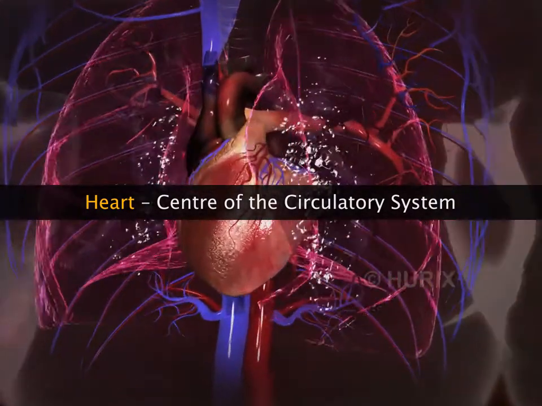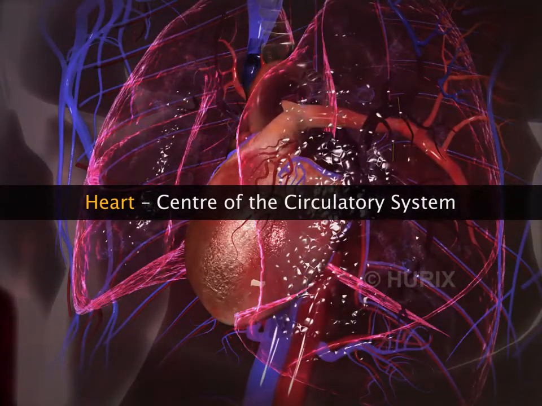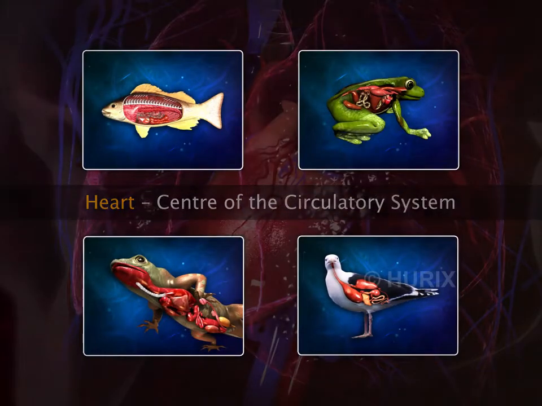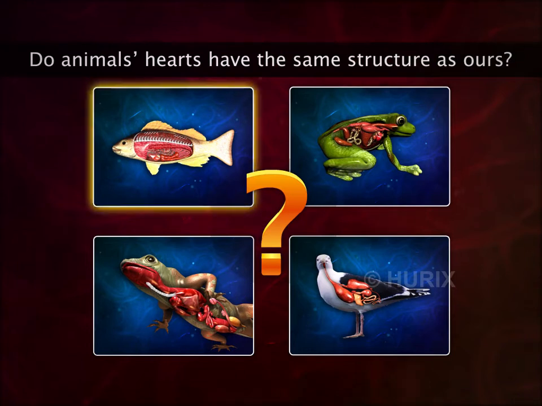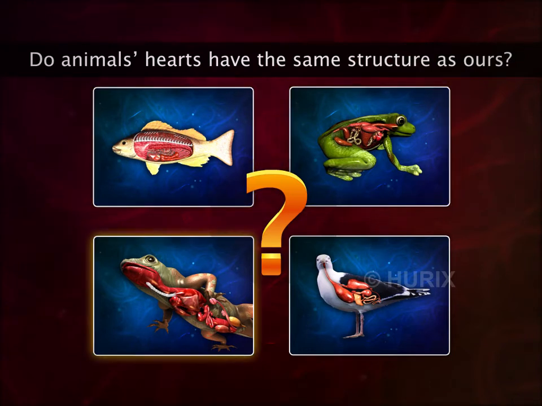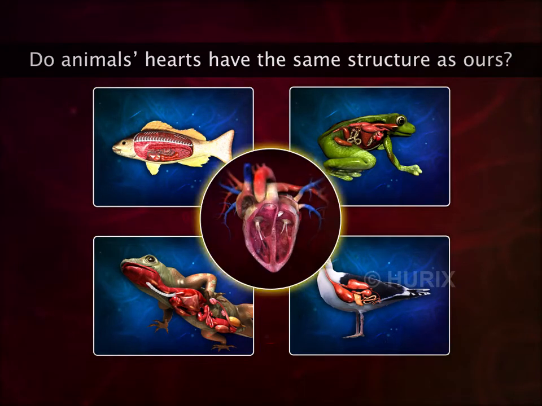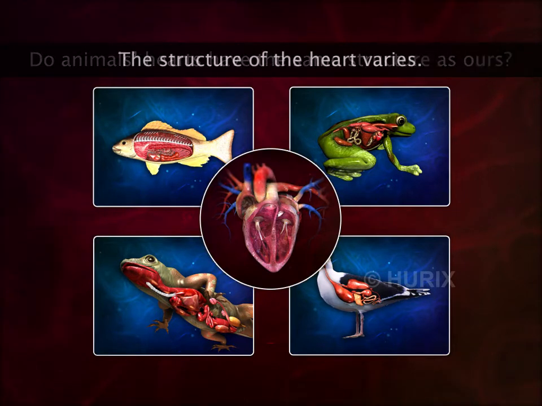The heart is the vital organ of the circulatory system in animals. Is the structure of the heart the same in fishes, amphibians, reptiles, birds and mammals? No, the structure of the heart varies among the different groups of animals.